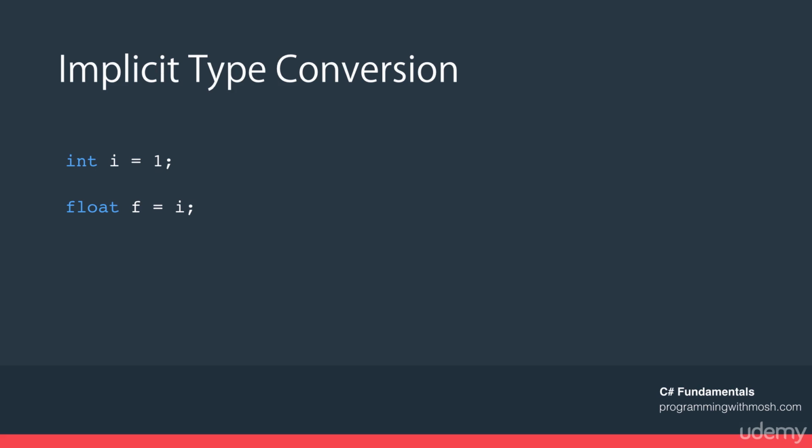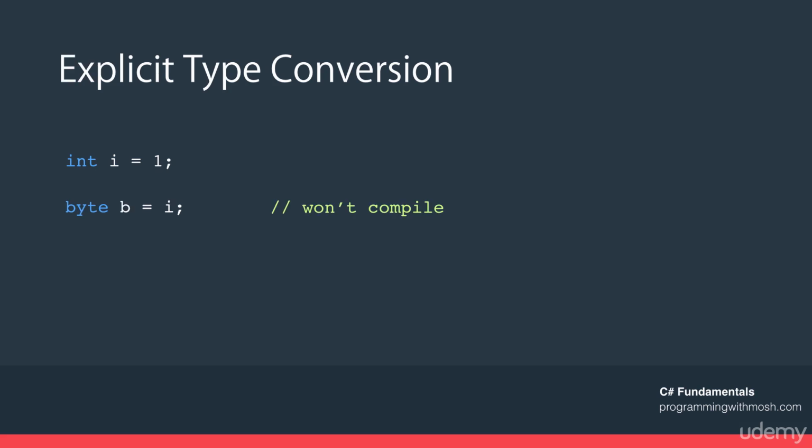Here is another example of implicit type conversion. So we have an integer, set it to 1, and we copy that to a float. Again, in this example, no data loss will happen. But let's take a look at this one. Here we have declared an integer, and we're trying to copy that to a byte. An integer is 4 bytes. So when we convert that to a byte, 3 bytes out of 4 bytes will be gone. And there is a chance for data loss.